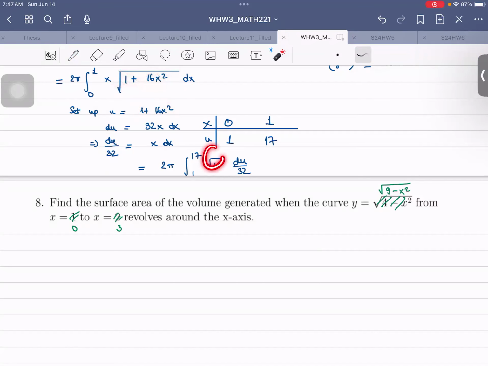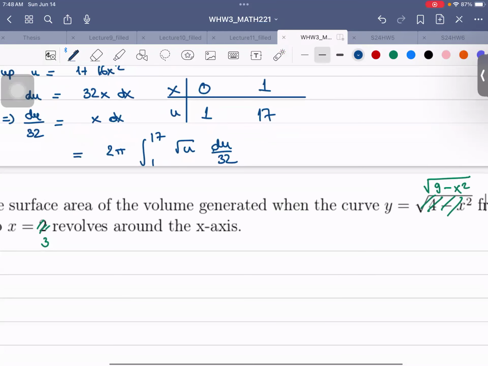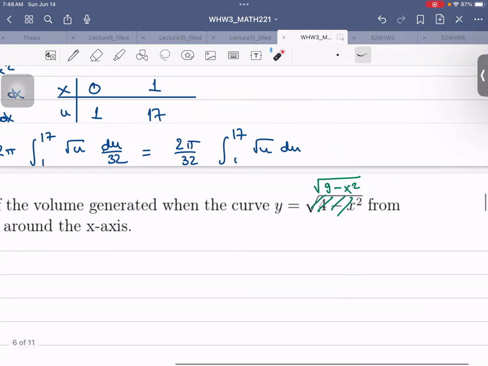Okay, and x dx is du divided by 32. And from here, I believe that things become straightforward. You can take out 32 because it's just a constant. You focus on the integration of square root of u. And again, you can use the power rule.